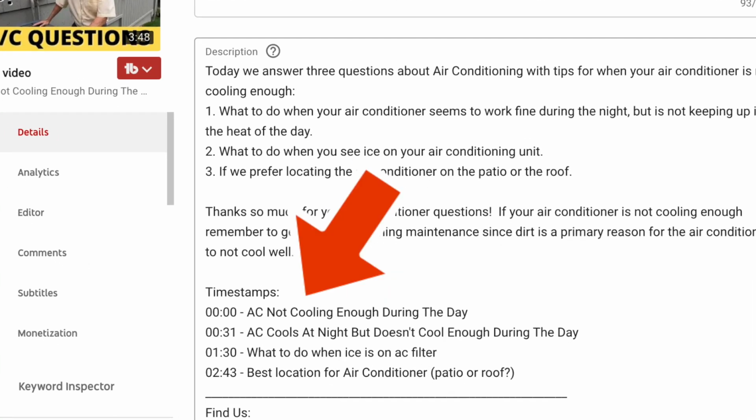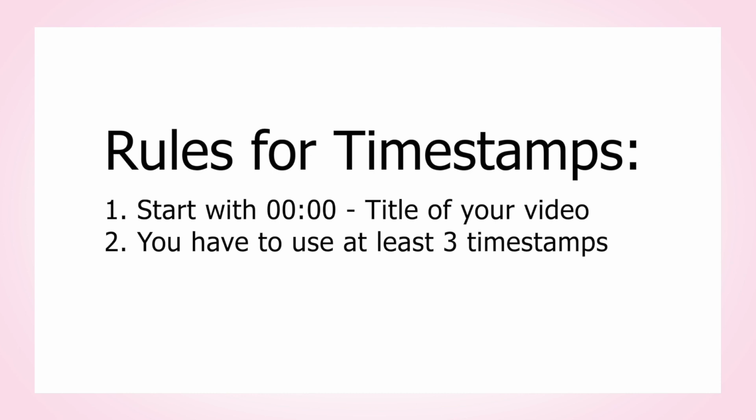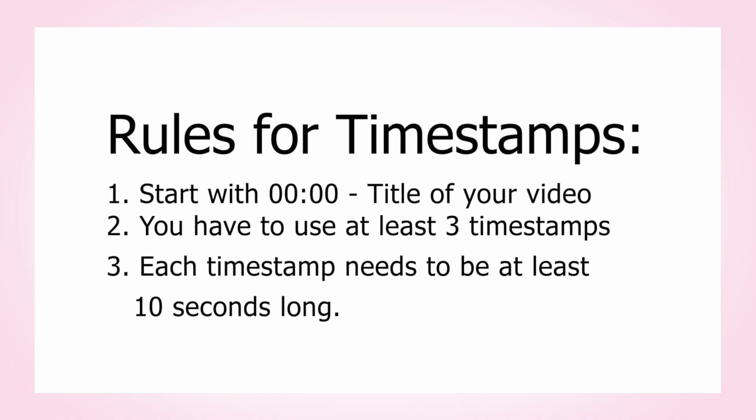First rule of timestamps is that you have to start at 00:00. If you don't start there, it's not going to work. The second rule is that you need a minimum of 3 timestamps for it to work. The third rule is that each timestamp needs to be a minimum of 10 seconds long. There are a few other things that are included, but those are the 3 main things that you need to remember.